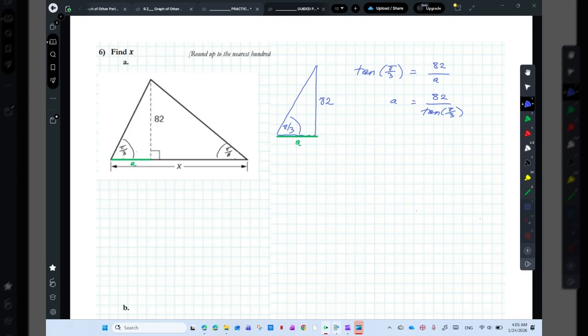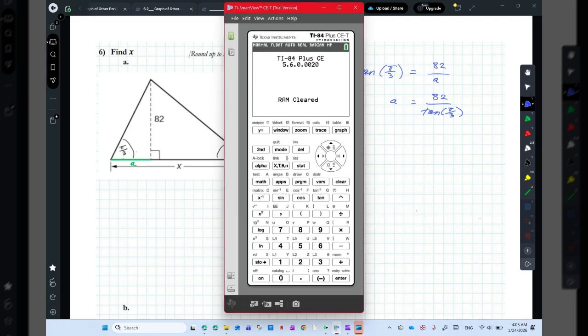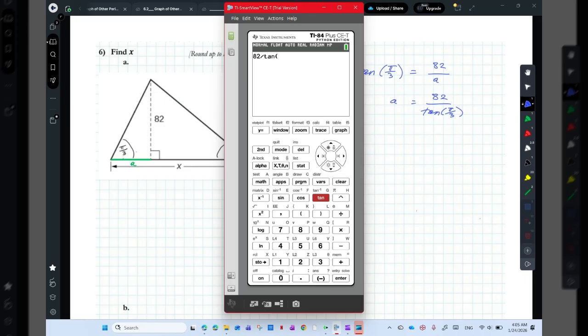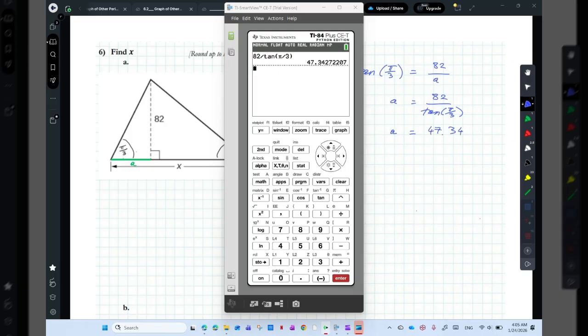I grab my calculator and I make sure that the mode is in radian, which is the case here. 82 divided by tangent of pi over 3 is 47.34 to the nearest hundredth.